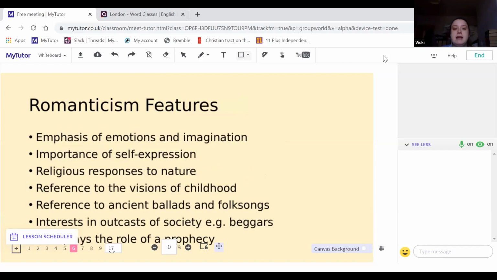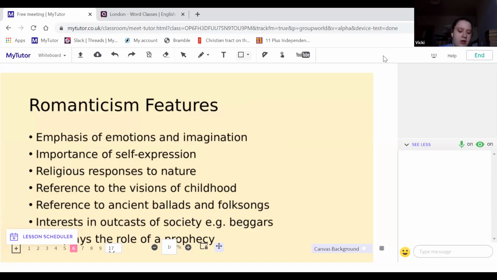So features that we might see. This is where we really started to get emotions and imagination coming into our texts. Very self-expressive. London, I don't think is self-expressive personally, but a lot of his other poems are. Responses to nature as well. Again, London doesn't really have that. Visions of childhood, you find a lot of that in Songs of Innocence, and we talk a little bit about childhood in London. Referencing ancient ballads and folk songs, which Blake does do.